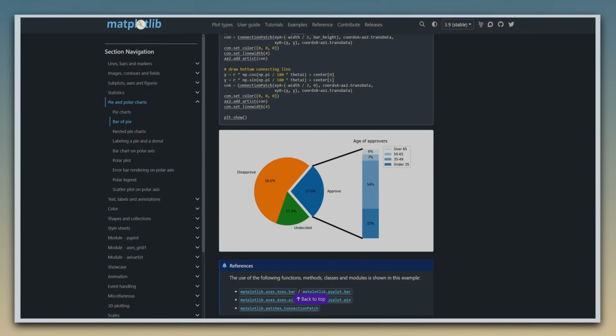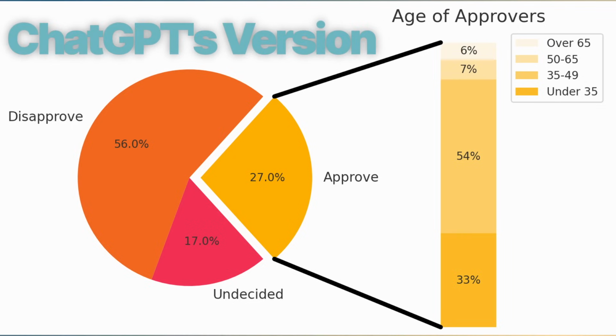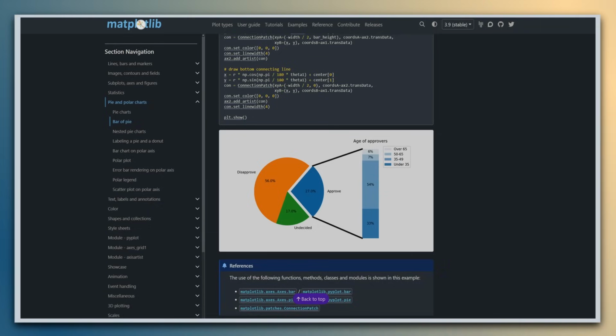For example, this pie chart. This means that you can get an idea of the cool things that you can do. You're not just limited to the 4 interactive charts that OpenAI has given you. You can make any chart you would like.